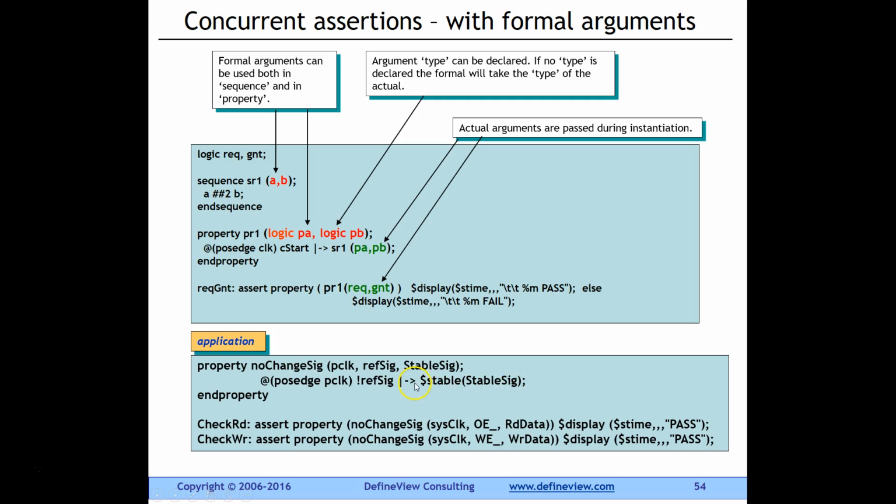Now, without changing anything, I assert the same property, but with write enable. So it's a very simple concept which you may apply to your projects, where what you normally do is you create a library of quote unquote generic properties or sequences which has formals, and then you keep changing the actuals for the same sequence with different signals.